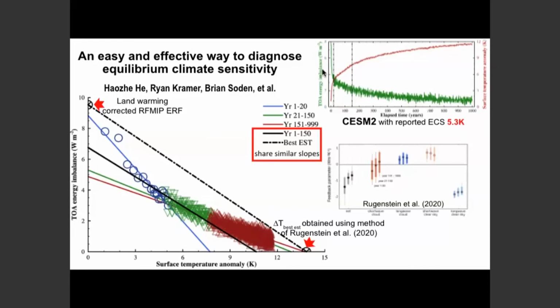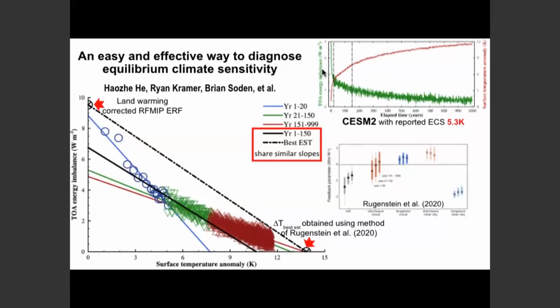Yes, the feedback increased with time from the first 20 years to the 20 to 150 years and 150 to 1000 years. But if you focus on the two black lines, the solid line is from the standard Gregory method, while the dashed line is constructed with land warming corrected ERF, and the best estimation of the final temperature change calculated using the Rugenstein et al. method. So here we have the general feedback slope we usually use and the equilibrium feedback slope.